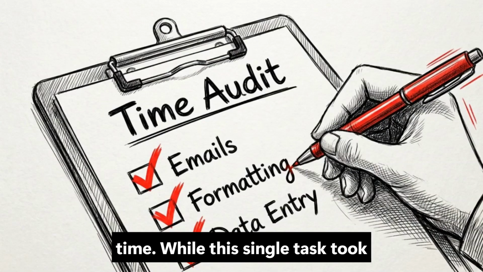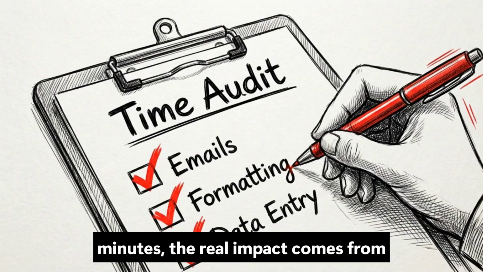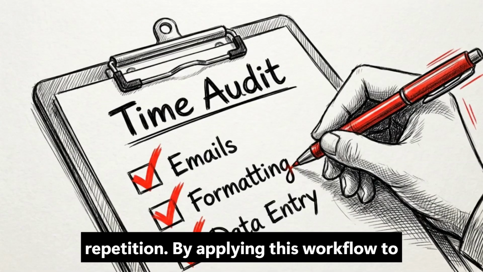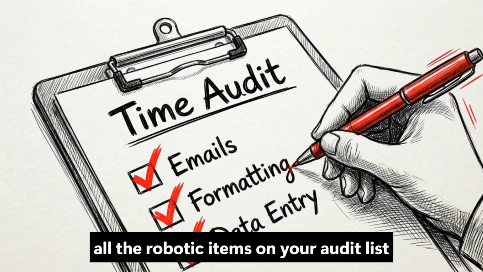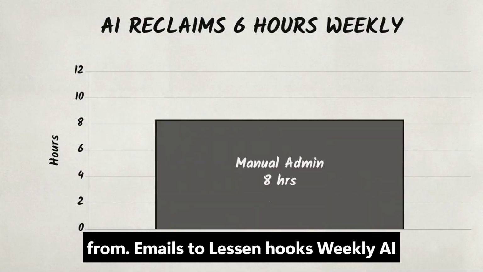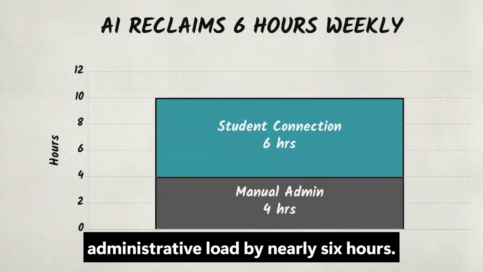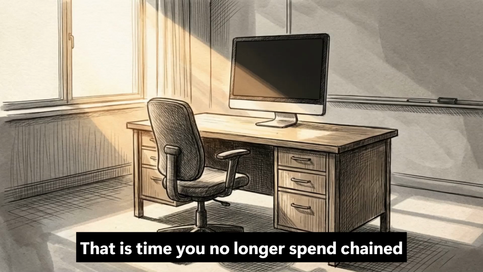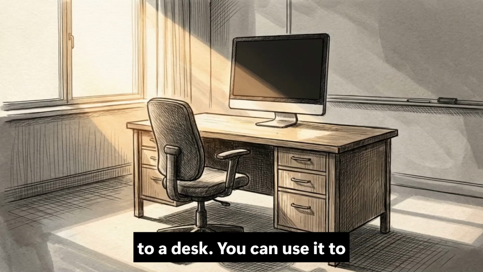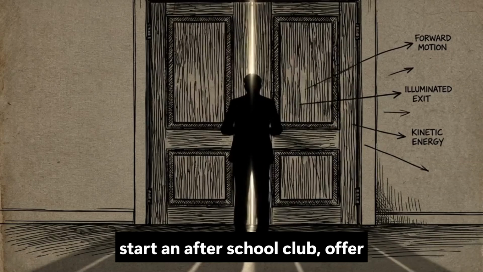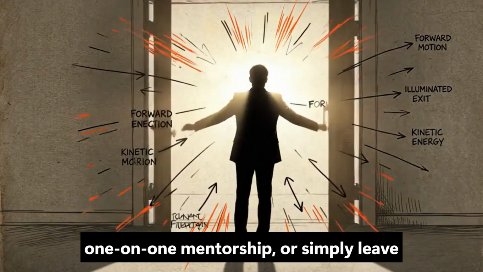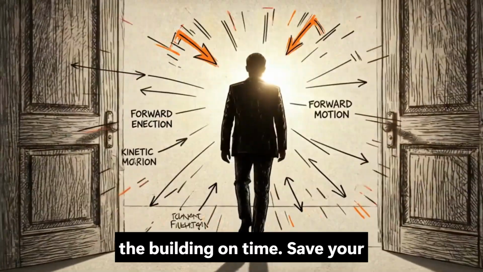While this single task took minutes, the real impact comes from repetition. By applying this workflow to all the robotic items on your audit list, from emails to lesson hooks, weekly AI users report reducing their administrative load by nearly 6 hours. That is time you no longer spend chained to a desk. You can use it to start an after-school club, offer one-on-one mentorship, or simply leave the building on time.